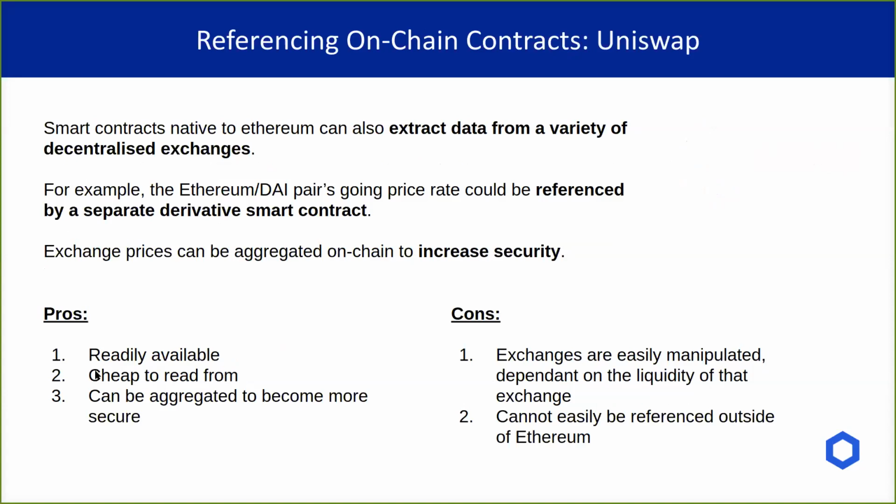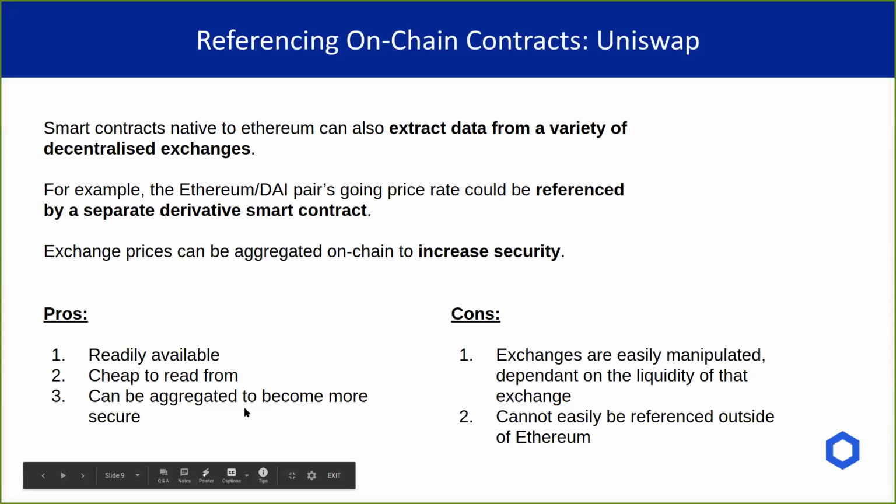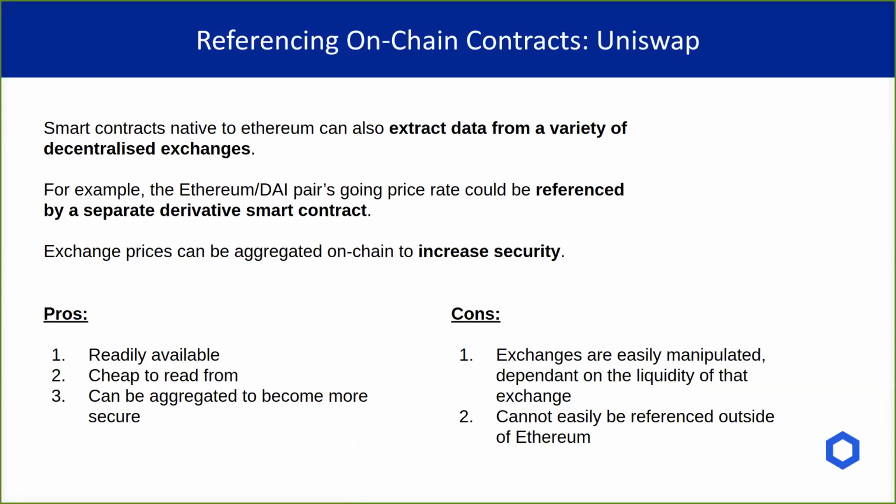The pros of such a solution is that the data is readily available, it's cheap to read from, and you can aggregate multiple decentralized exchanges or multiple price points on-chain to find a more secure solution. The cons of this being that exchanges can be relatively easily manipulated depending on the liquidity of that exchange. And another con being you can't reference it outside of that native blockchain.